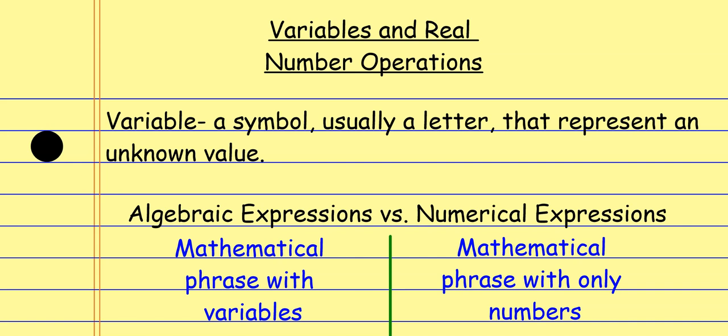So let's start with defining a variable. A variable is just a symbol. Usually we use a letter. It really just represents an unknown. It's essentially the equivalent of having a blank space inside of our expression. All right, so instead of actually writing a blank, like a fill in the blank, we put a variable in its place. We put a letter that represents some unknown value.